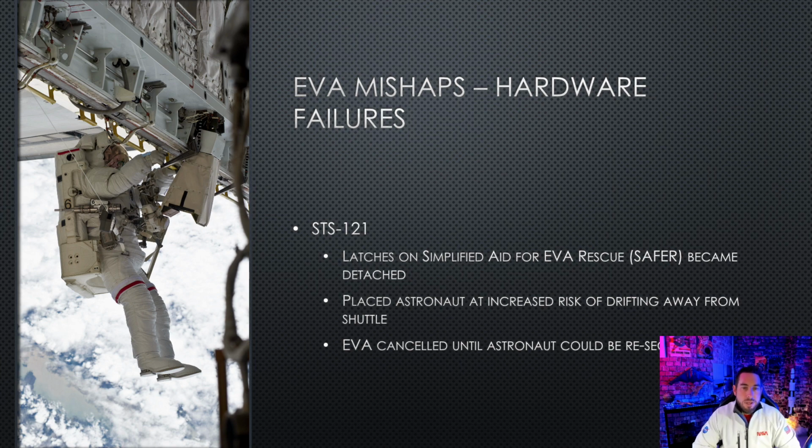So another hardware failure on STS-121, Shuttle Mission 121. An astronaut was out on an EVA, and the latches for his SAFER became detached. This is the jetpack that they wear out there in case they come untethered from the space station. In this case, he was doing an EVA outside of the shuttle, but it put the astronaut at a significantly increased risk of drifting away from the shuttle altogether. So they had to cancel the EVA until they could get him back in and get it resecured, and then they were able to resume the EVA after that.